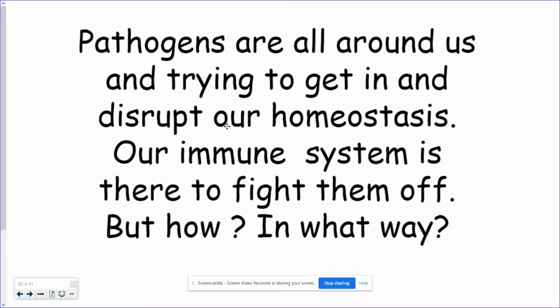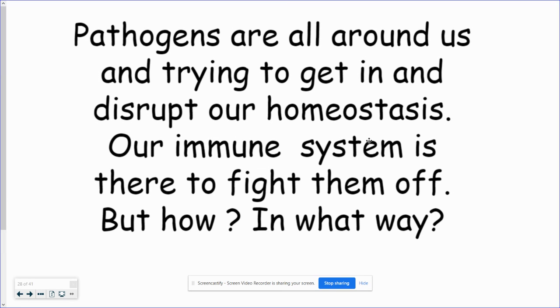So pathogens are all around us, and they're trying to get into us and disrupt our homeostasis. It's our immune system that's there to fight it off. In the days and weeks to come, we're going to figure out how our immune system does that and keeps us healthy. Because if it didn't work, we'd never be here. All these things would kill us. But over many thousands of years, our immune system has developed to fight all those pathogens. Remember, the pathogens are viruses, bacteria, protists, fungus, and worms.